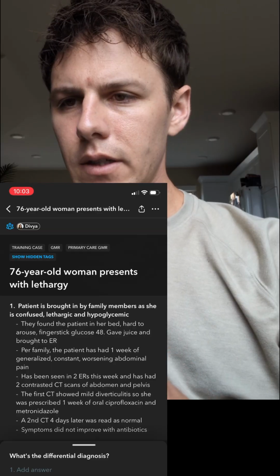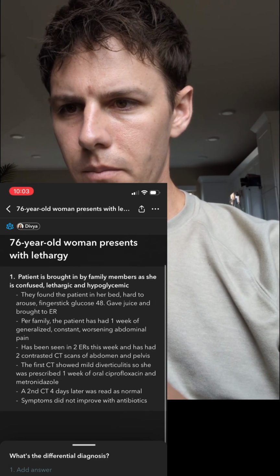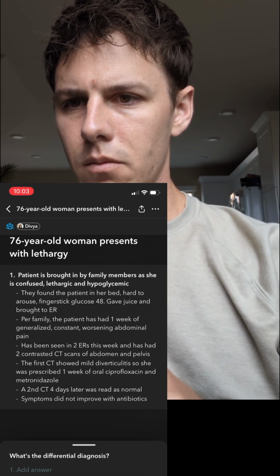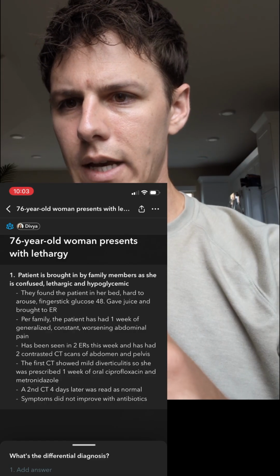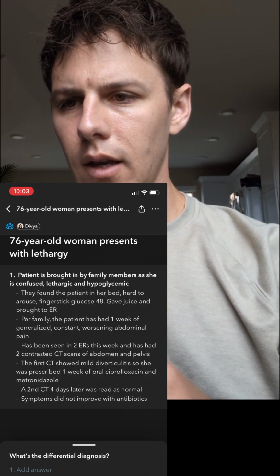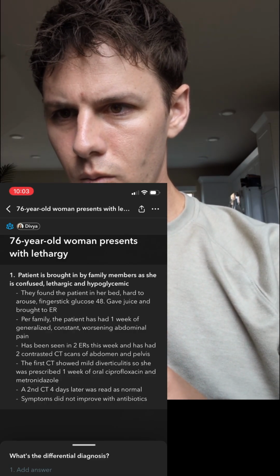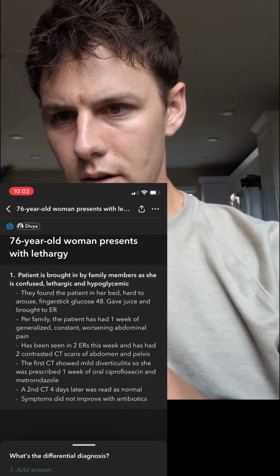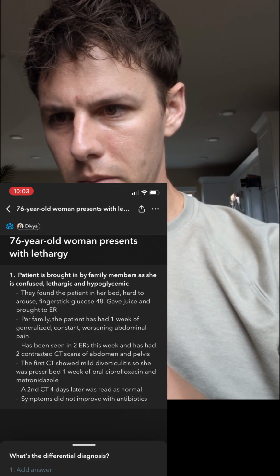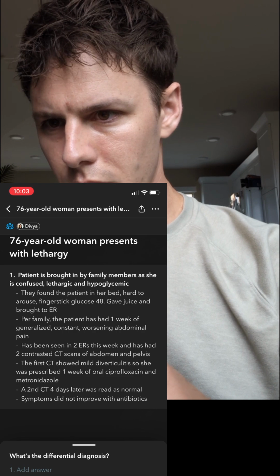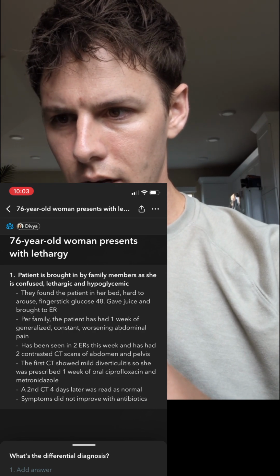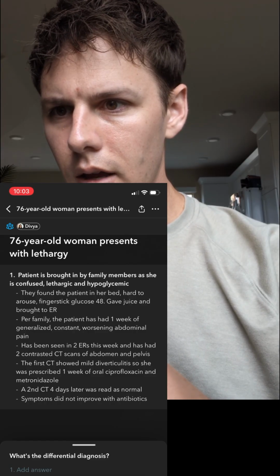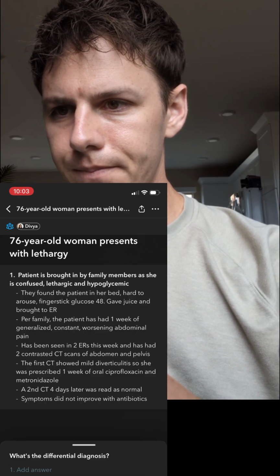First case, 76-year-old woman presents with lethargy. Patient is brought in by family members as she is confused, lethargic, and hypoglycemic. They found the patient in her bed, hard to arouse, finger stick glucose 48, gave juice, and brought her to the ER. Per family, the patient has 1 week of generalized constant worsening abdominal pain, has been seen in the 2 ERs this week and had 2 contrast CTs of the abdomen and pelvis. The first showed mild diverticulitis, so she was prescribed 1 week of oral ciprofloxacin and metronidazole. A second CT 4 days later was read as normal.